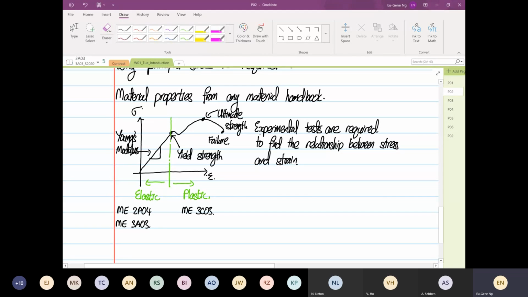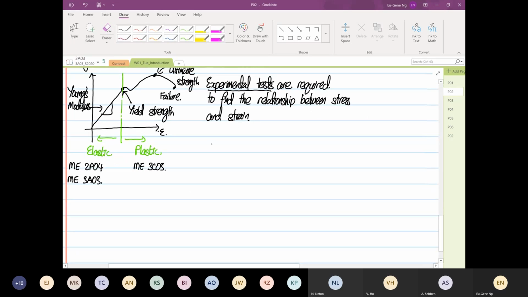So you can see over here, experimental tests are required to find the relationship between stress and strain. So what is this experimental test that they do? The experimental test is usually carried out in uni direction.